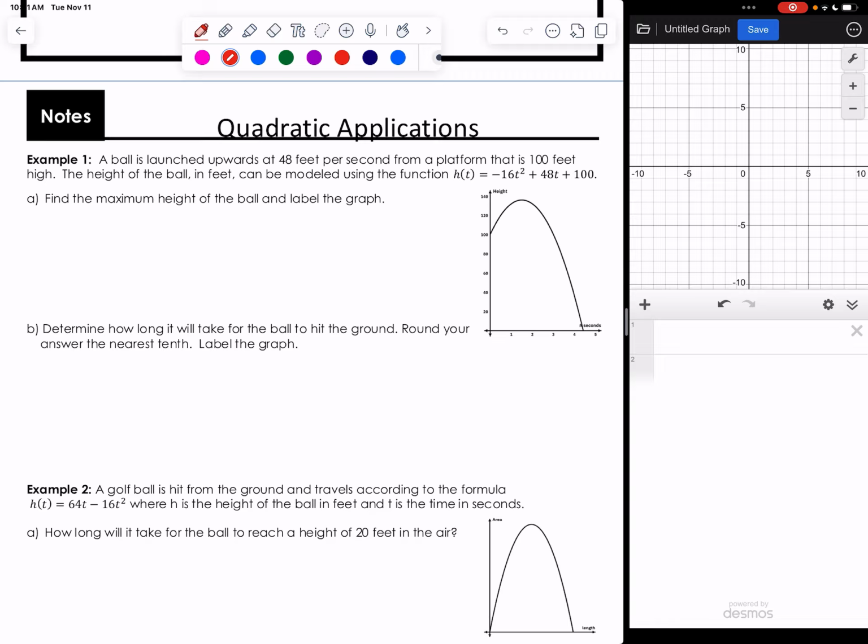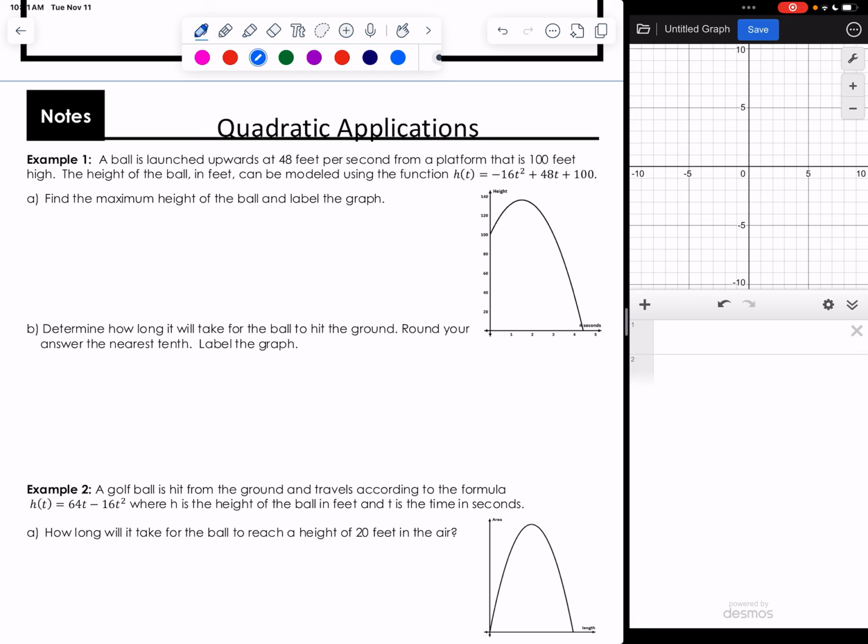A ball is launched upwards at 48 feet per second from a platform that is 100 feet high. The height of the ball in feet can be modeled using the function h of t equals negative 16t squared plus 48t plus 100. So on the left side, we have a graph.